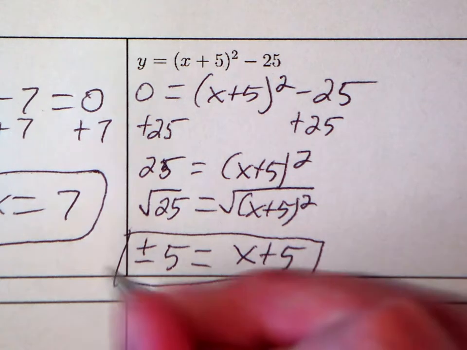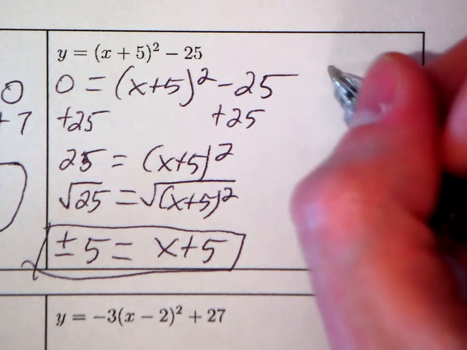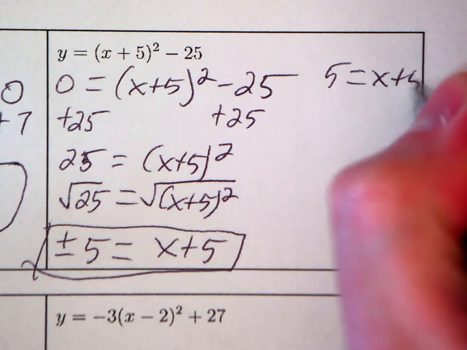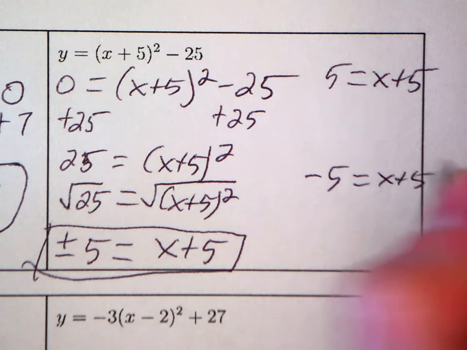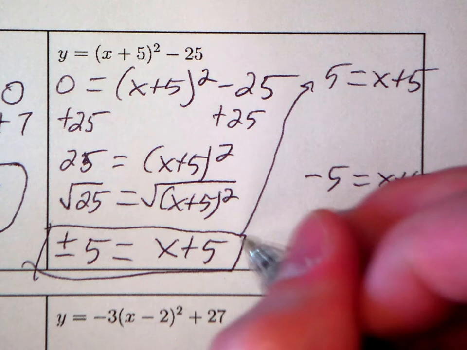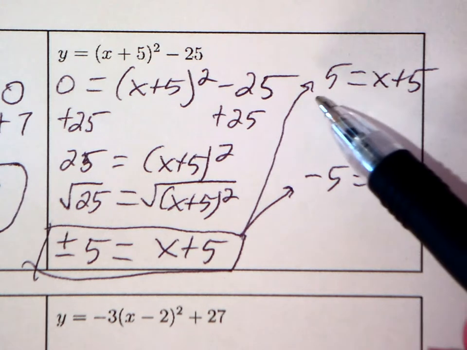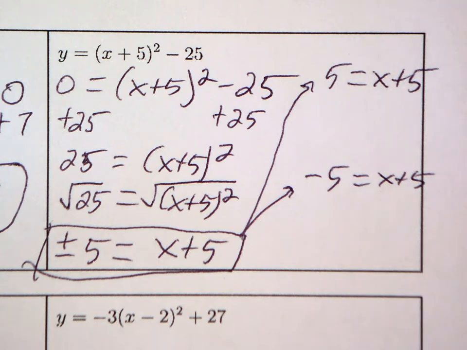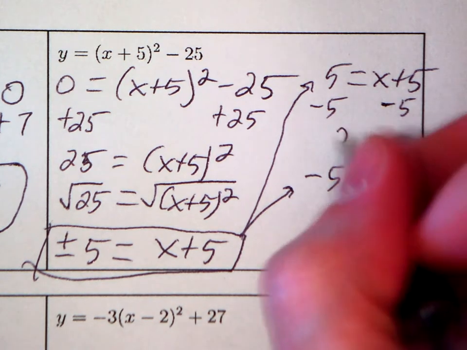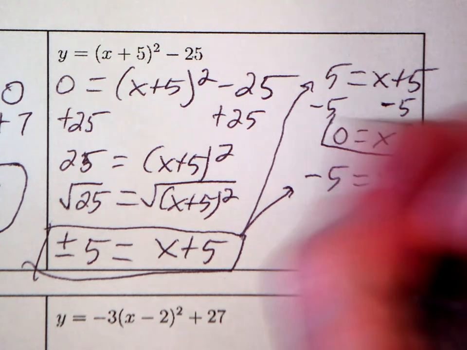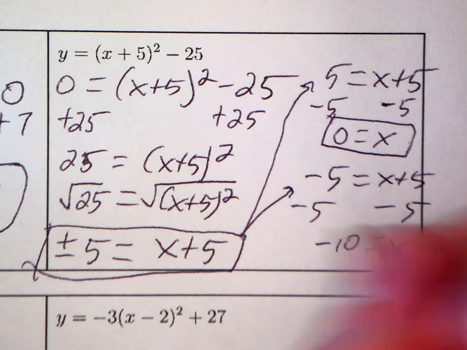So this is split into two possible equations. We can either say that 5 is equal to x plus 5, or negative 5 is equal to x plus 5. That came from this equation here. It's split into a possible positive answer or a negative answer. We solve these separately by subtracting 5. We get 0 is equal to x as one of our zeros, or negative 10 is equal to x as our other 0.